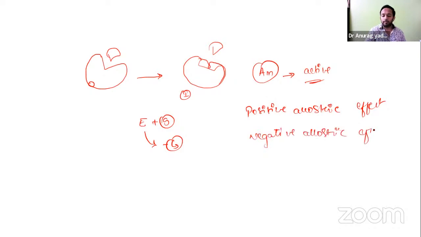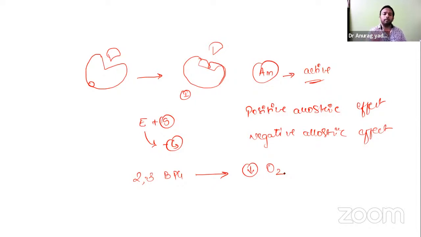For example, binding of 2,3-BPG. You might have learnt in physiology, the oxygen dissociation curve. Binding of 2,3-BPG to the hemoglobin will decrease the affinity for oxygen. Yes, that is negative allosteric regulation. A third molecule is binding with the protein, because of which it is not binding to its substrate, oxygen.